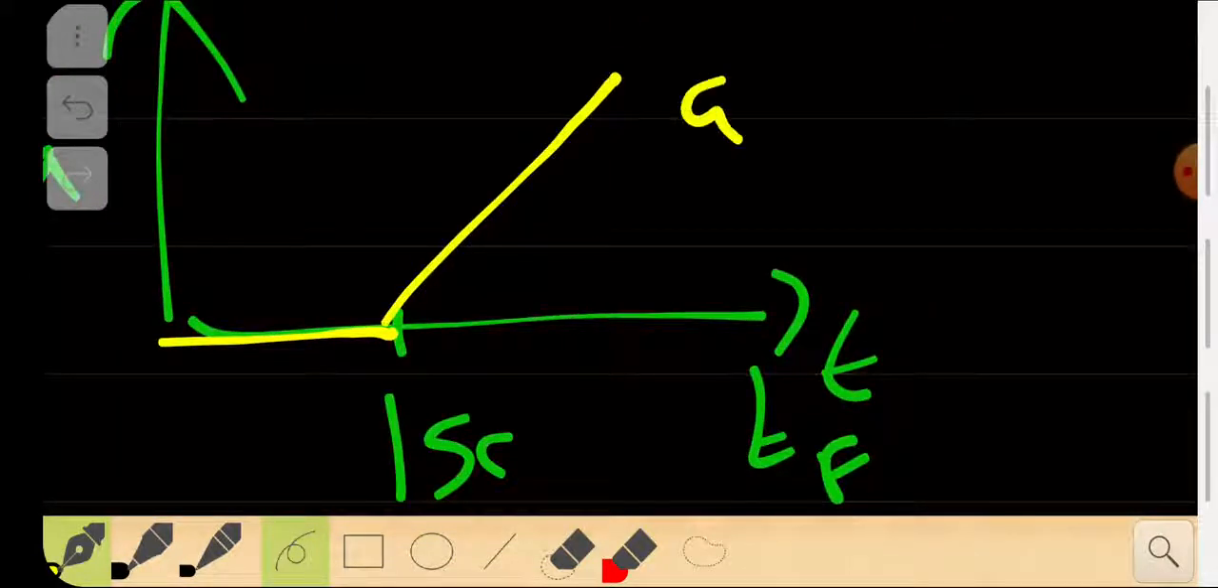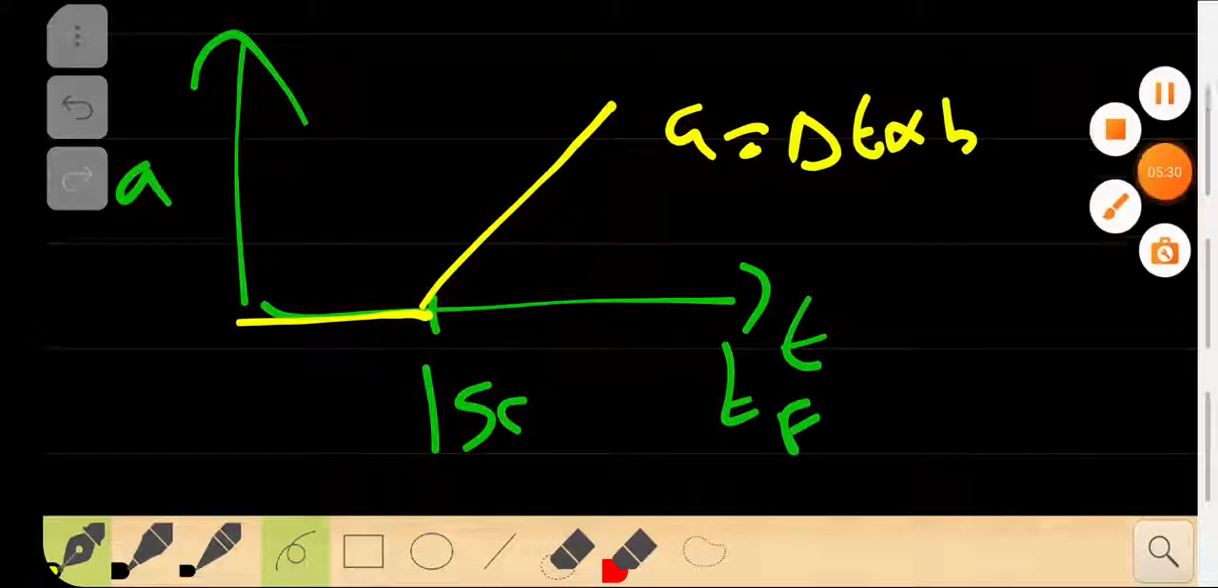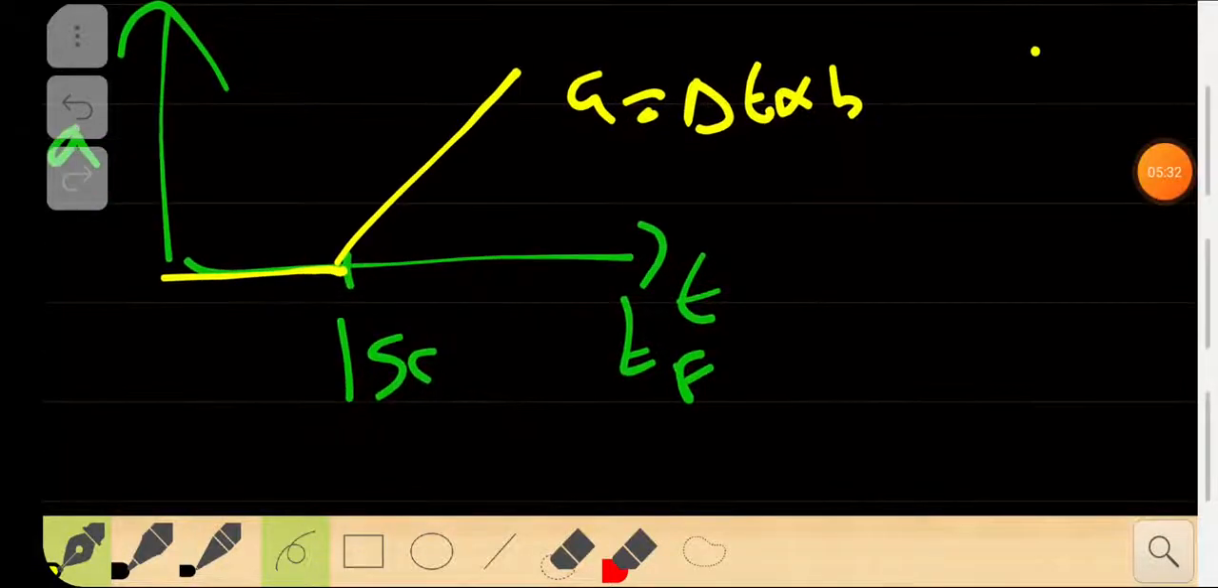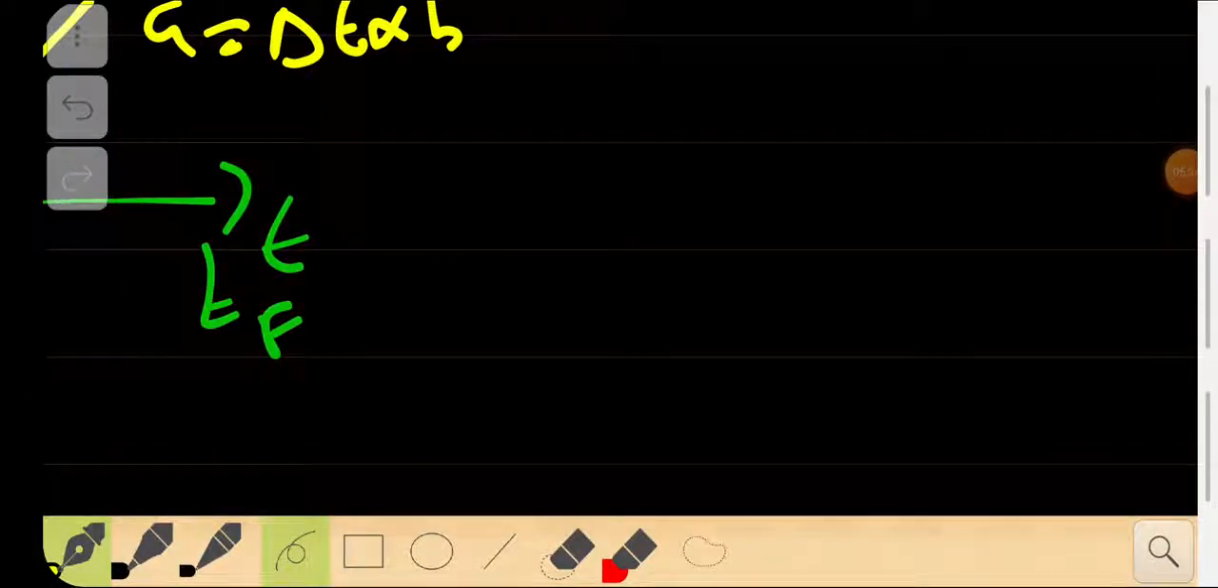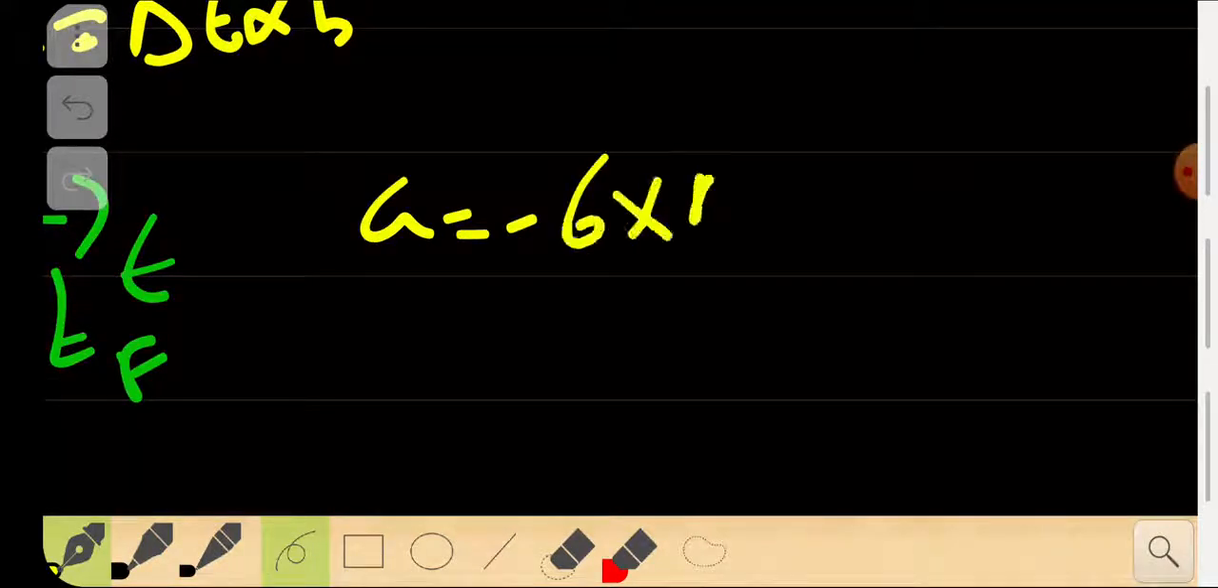So that's the plot of a equal to a constant times delta t. Now we can put back the value of b and write down that a is equal to minus 6 times delta t.